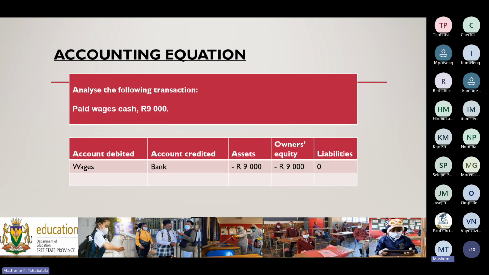Now, on our format, wages will have a negative impact on the owner's equity. Then the bank will be credited because we are paying money. Then it will be negative 9,000 under the assets.